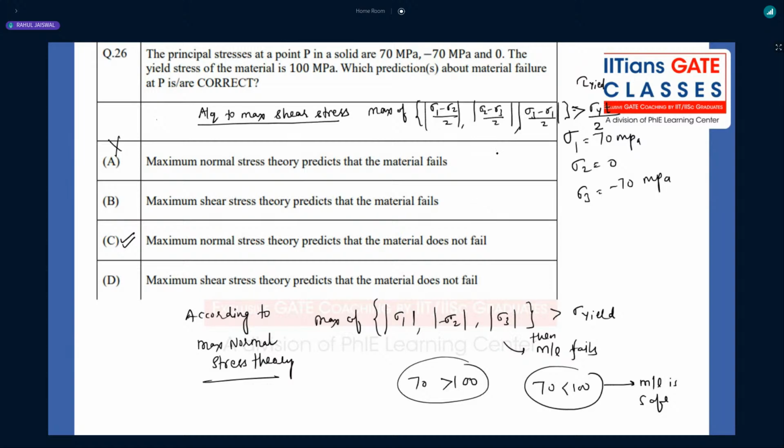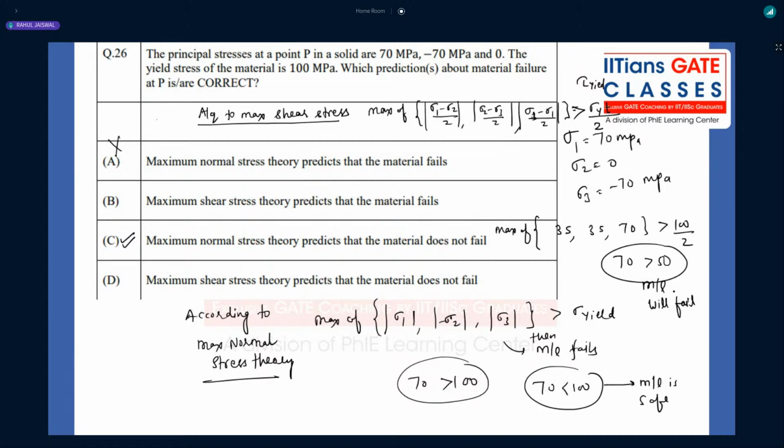So for this case, we can write the maximum of (sigma 1 minus sigma 2) by 2, that is 70 minus 0 by 2, that is 35. Then 0 minus 70, again that will be 35. Then sigma 3 minus sigma 1, so minus 70 minus 70, 140. 140 by 2, that is 70, right? So whether this value is exceeding sigma yt by 2, that is 100 by 2. You see that 70 is exceeding 50, so the material will fail.